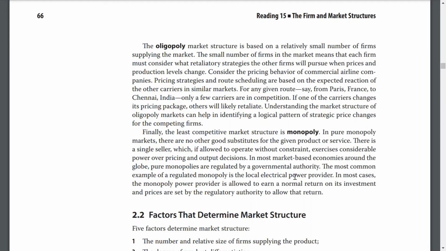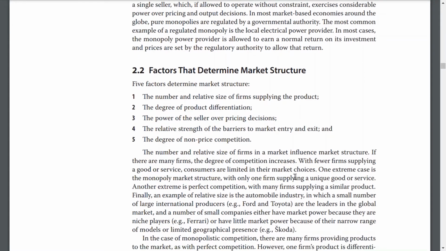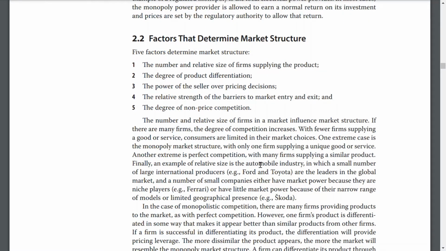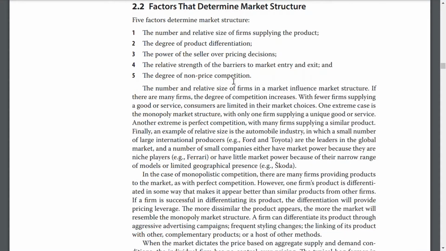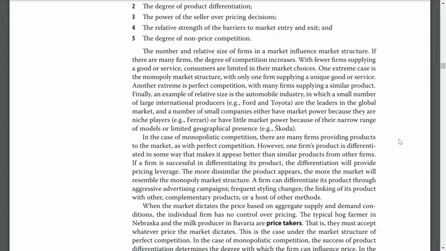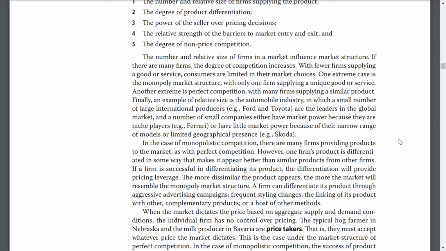Factors that determine market structure: the number and relative size of firms supplying the product, the degree of product differentiation, the power of sellers over pricing decisions, the relative strength of barriers to market entry and exit, and the degree of non-price competition. The number and relative size of firms in a market influences market structure. If there are many firms, the degree of competition increases, while with fewer firms supplying a good or service, consumers are limited in their market choices.